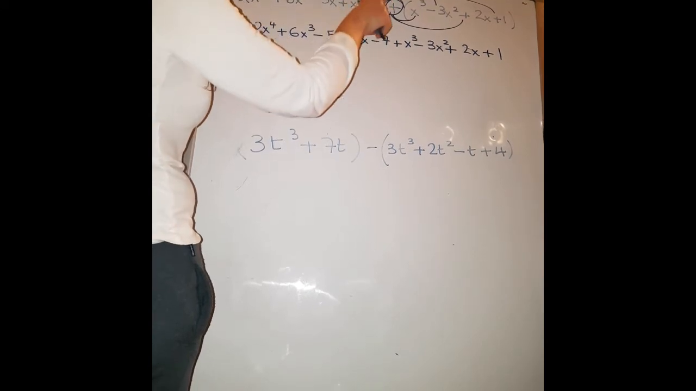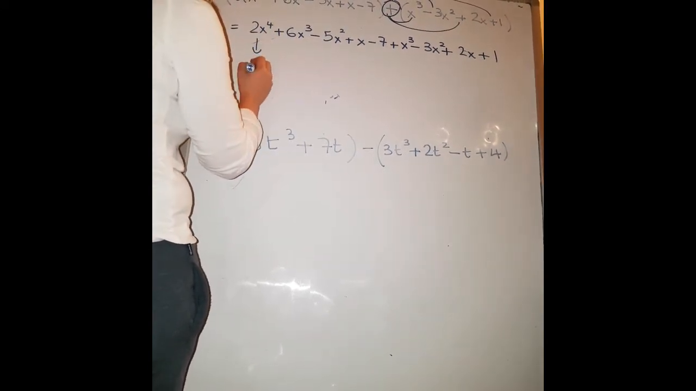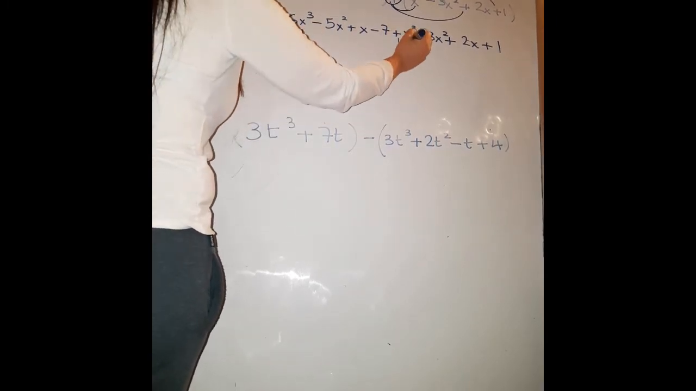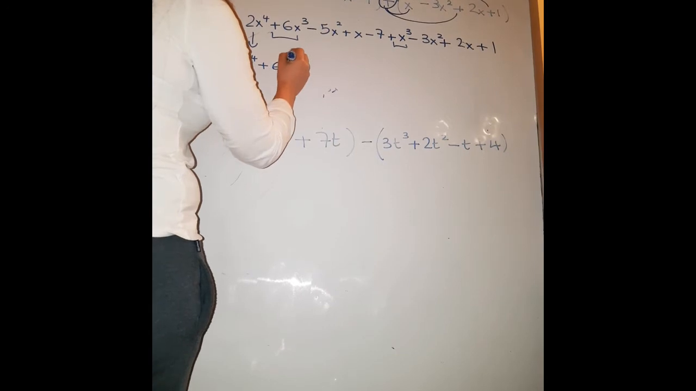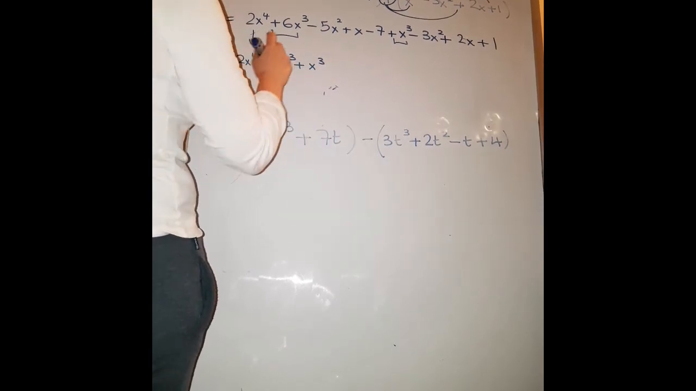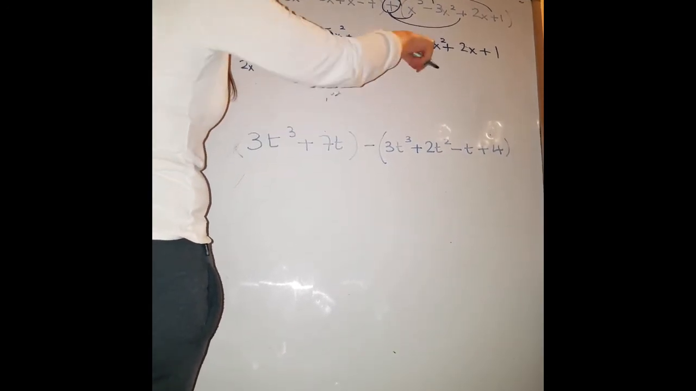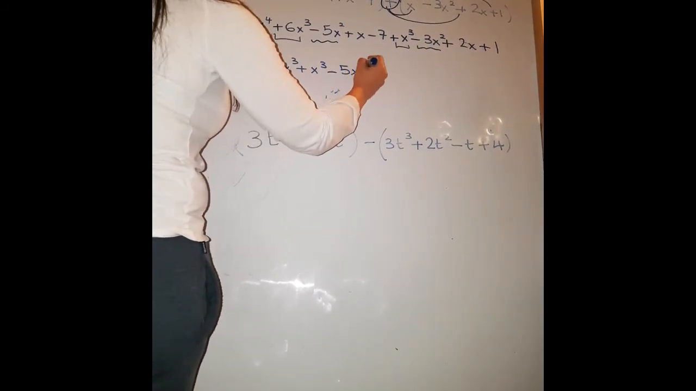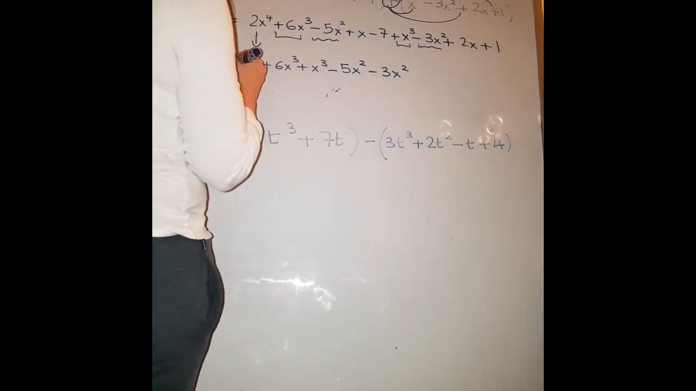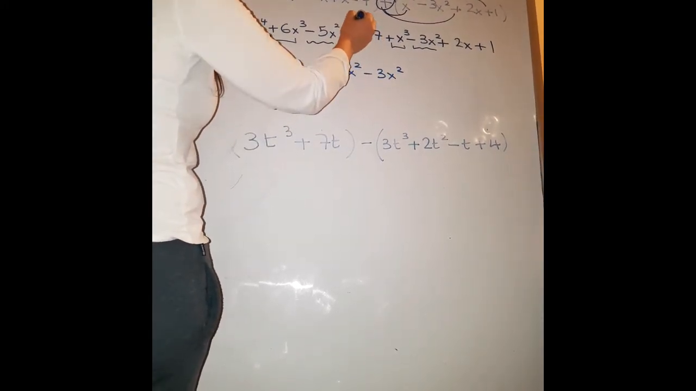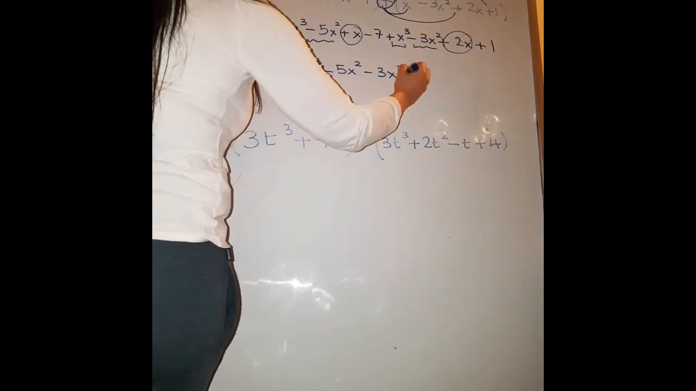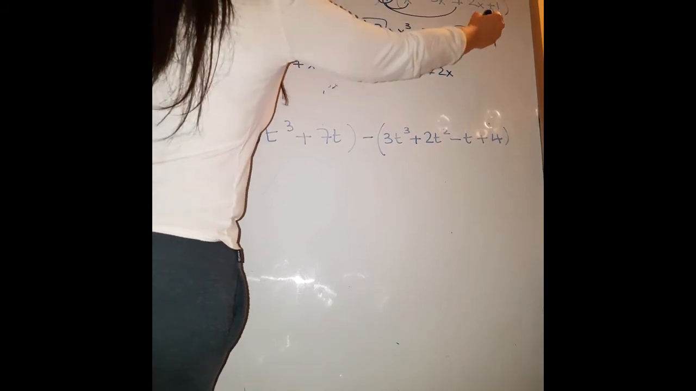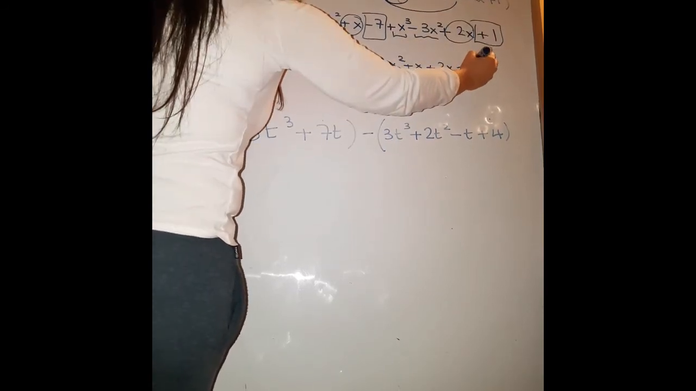2x to the fourth doesn't have any like term, so I bring it down as it is, 2x to the fourth. x to the third and x to the third, here and here, so plus 6x to the third plus x to the third, and then I have a negative 5x to the second and a negative 3x to the second. These are like terms. And then I have an x and a 2x, which are similar, plus x plus 2x, and then I have a negative 7 and a plus 1.